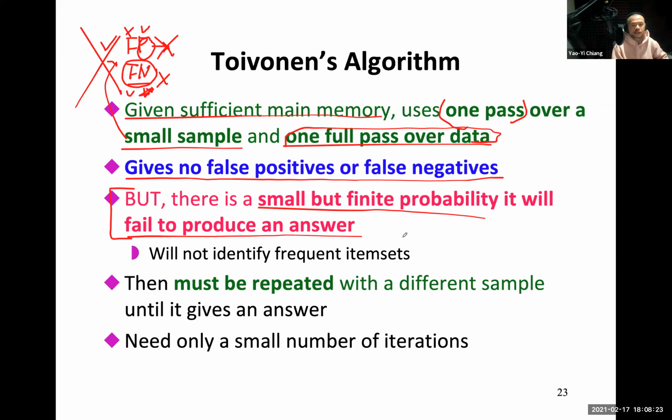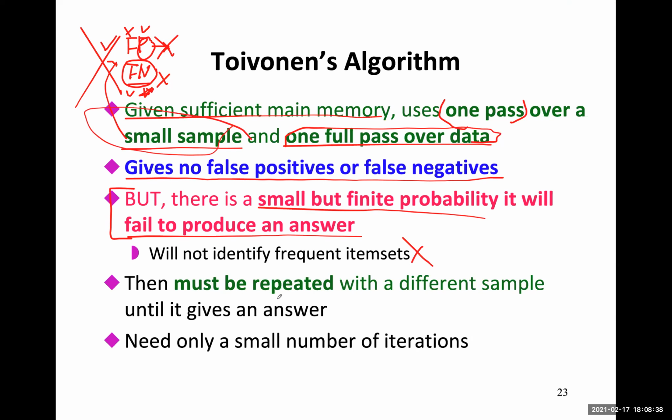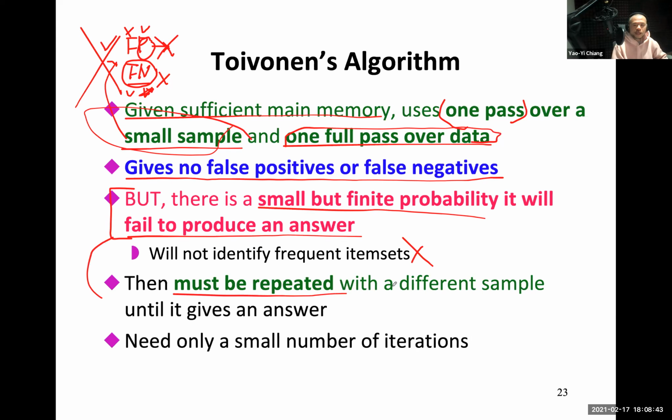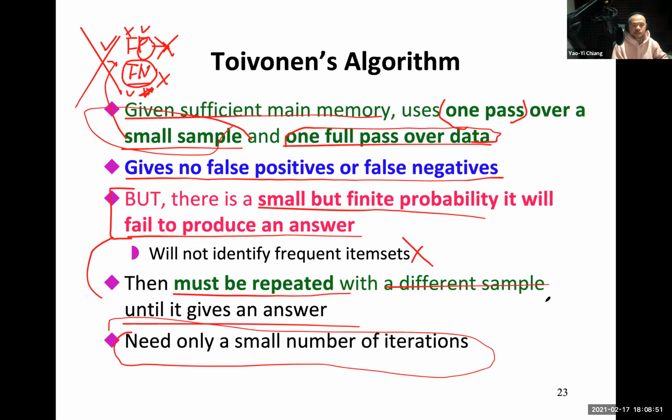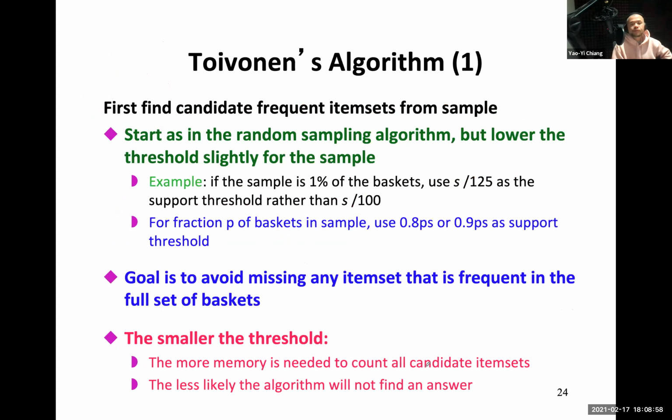This means it will not identify frequent item sets. Your indicator will say, oh, something is wrong, you have to rerun it. Then you rerun it with a different sample, see if it will work. And if this time the indicator says you pass, you pass, okay? So if it failed, you have to repeat the entire process again with a different sample until it gives you an answer. But in general, it only needs a small number of iterations. That means this repeat is unlikely to happen. So let's look at the algorithm.